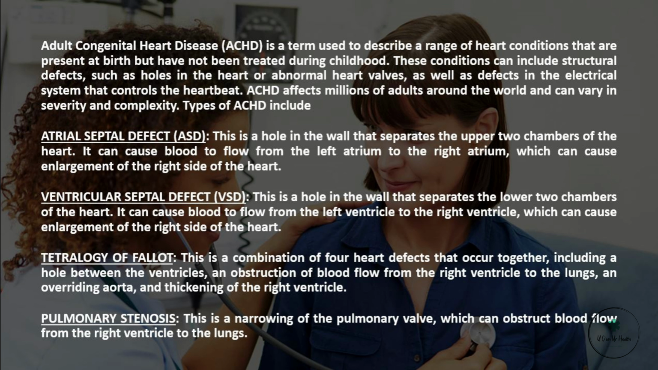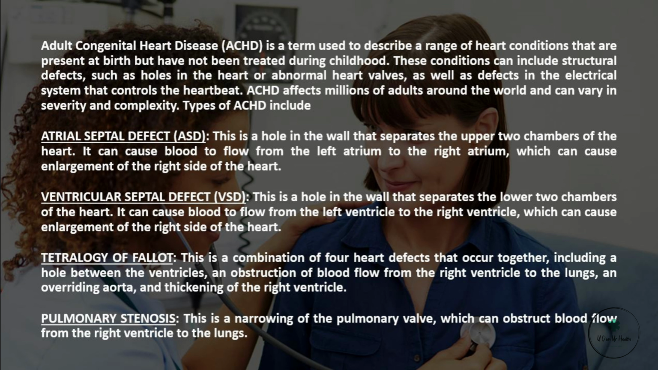Types of ACHD include atrial septal defect (ASD). This is a hole in the wall that separates the upper two chambers of the heart. It can cause blood to flow from the left atrium to the right atrium, which can cause enlargement of the right side of the heart. Ventricular septal defect (VSD). This is a hole in the wall that separates the lower two chambers of the heart. It can cause blood to flow from the left ventricle to the right ventricle, which can cause enlargement of the right side of the heart.